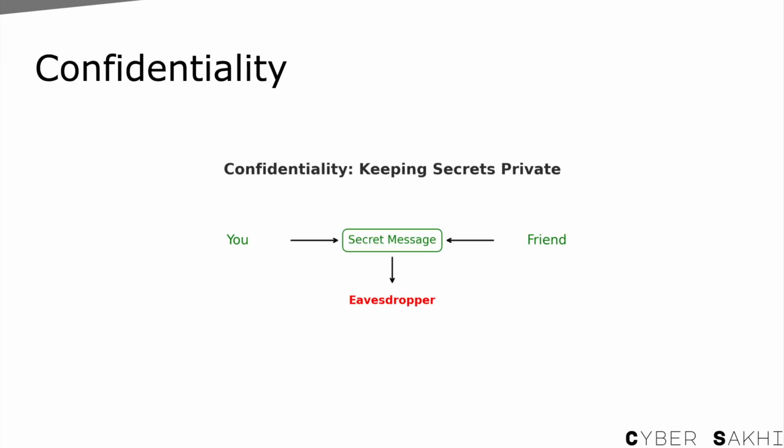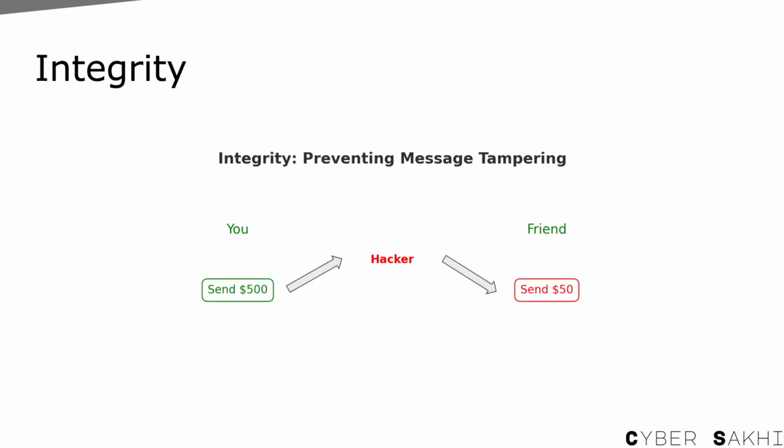Confidentiality: imagine you share a secret with your friend. To maintain confidentiality, no one else should be able to listen in or eavesdrop on your conversation. The goal is to keep your information private between the intended parties. Integrity: picture this: you're transferring $500 to a friend. A hacker intercepts the transfer and changes the amount to $50. That's a breach of integrity. Your message was altered.